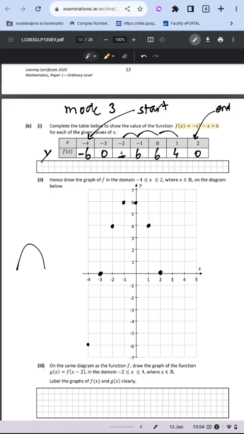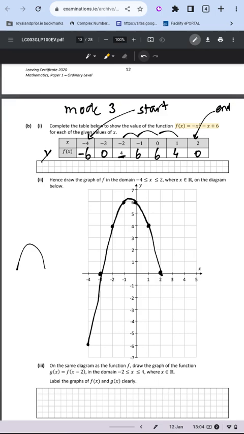Minus x squared, remember, is an n shape, spilling water. Now when you have two things the same height, don't go straight across like that. Round them. That way you'll have a definite maximum height. And that's your graph. That's my f of x graph.